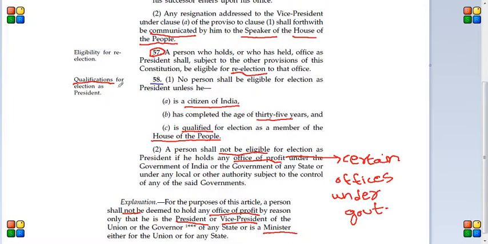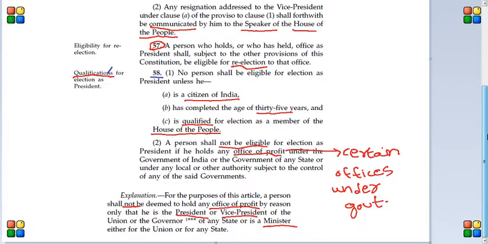Article 58. Article 58 talks about qualification for election as president. And these are the following qualifications. He should be a citizen of India. That's one thing. Second, he should have completed 35 years. That's another thing. Next thing is qualified for election as a member of House of People. He should be qualified to become a Lok Sabha member. That we will discuss in another video.